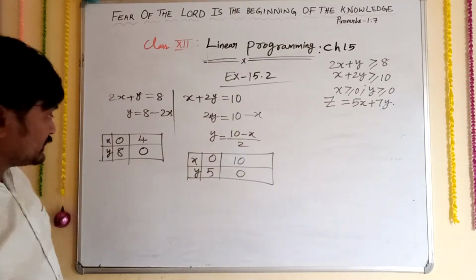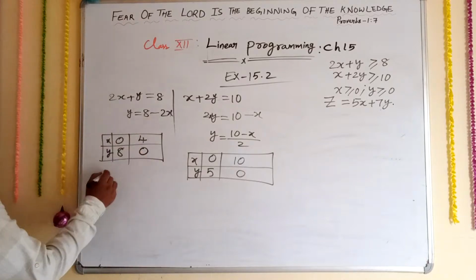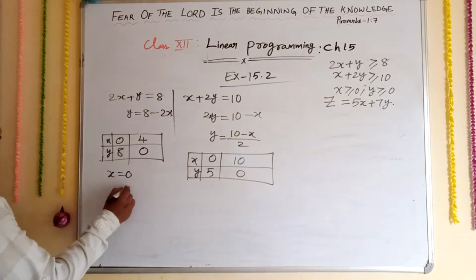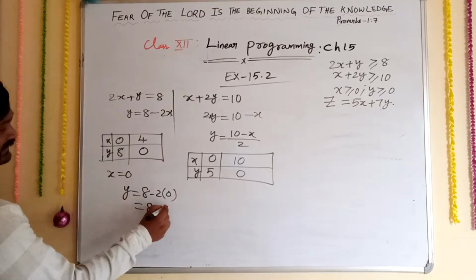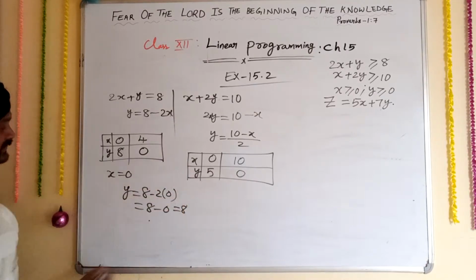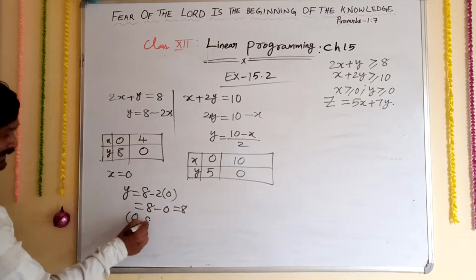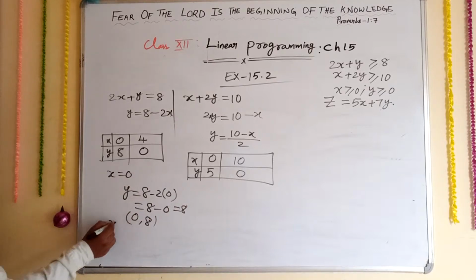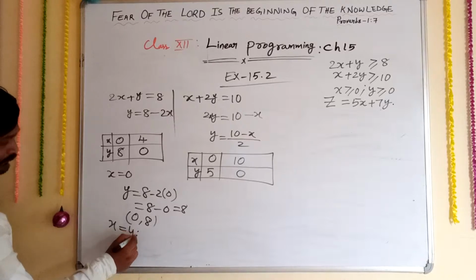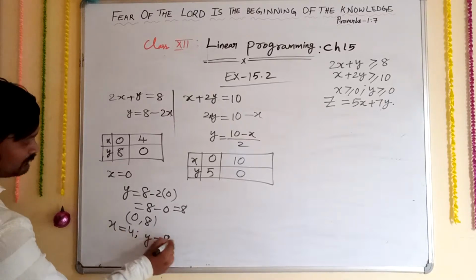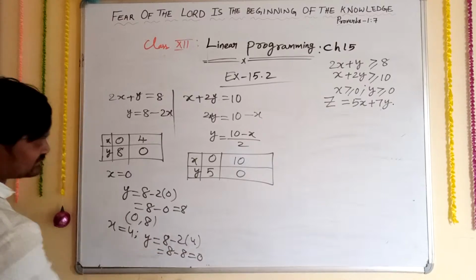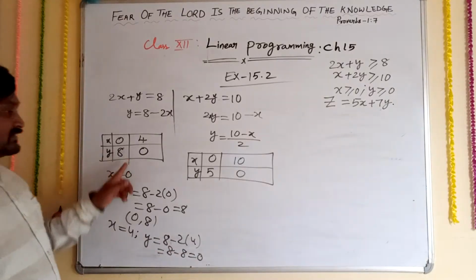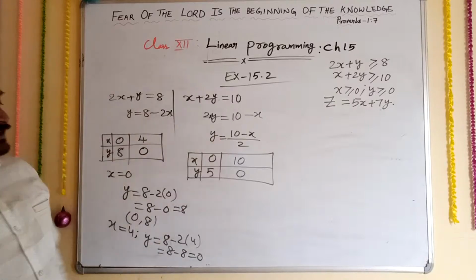Clear now? If you want, I'll write it again. If x is equal to 0, y is equal to 8 minus 2 into 0, which is 8 minus 0, that is 8. So the point is 0 comma 8. Next, if x is equal to 4, then y is equal to 8 minus 2 into 4, that is 8 minus 8, that is 0. In this way, the same method applies in the second equation also.